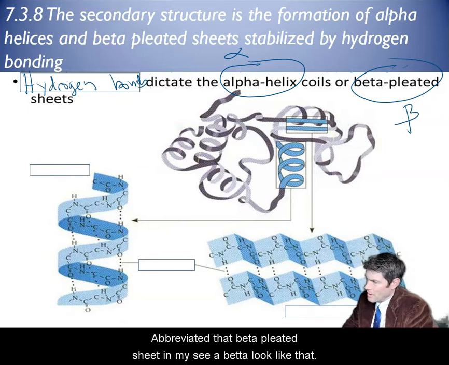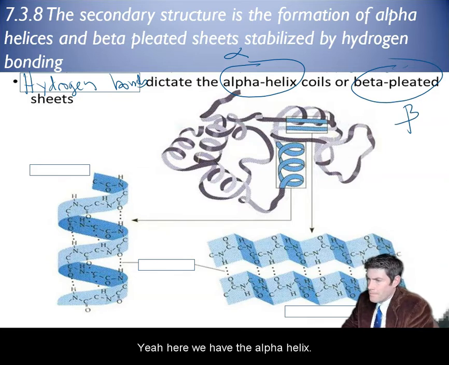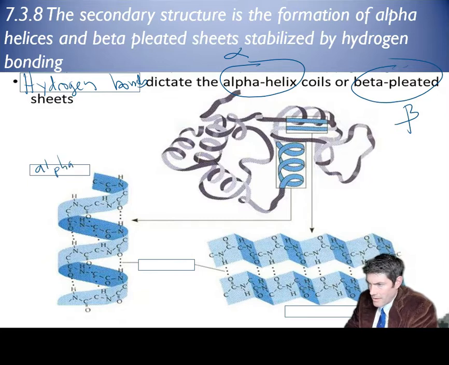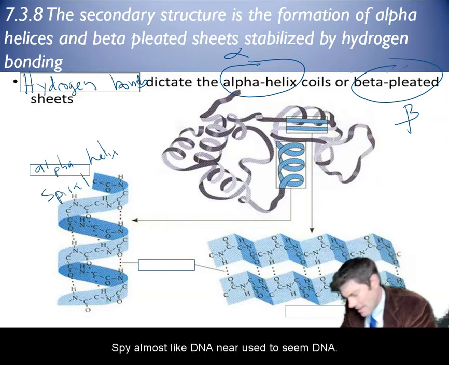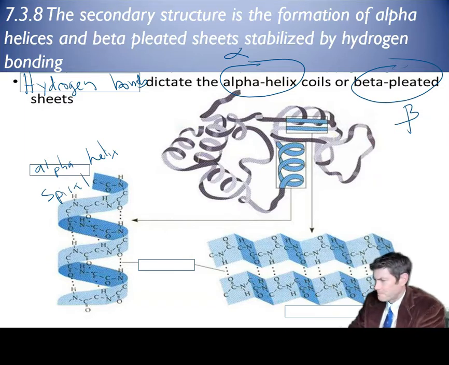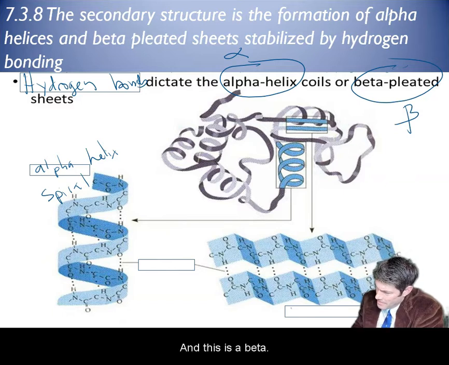You might see a beta look like that. Here we have the alpha helix. It looks like a spiral, almost like DNA. You're used to seeing DNA in that spiral staircase. And this is a beta pleated sheet.